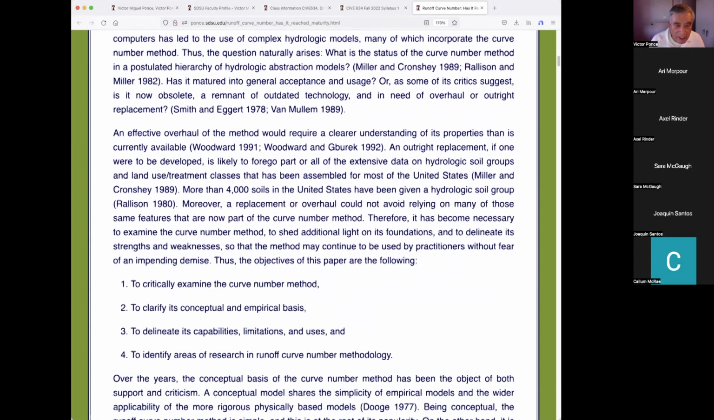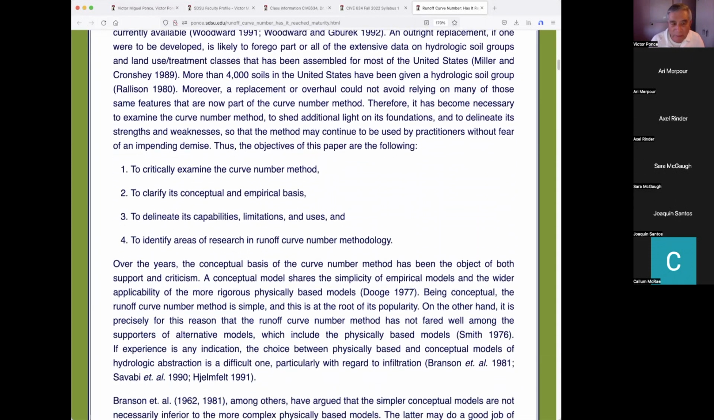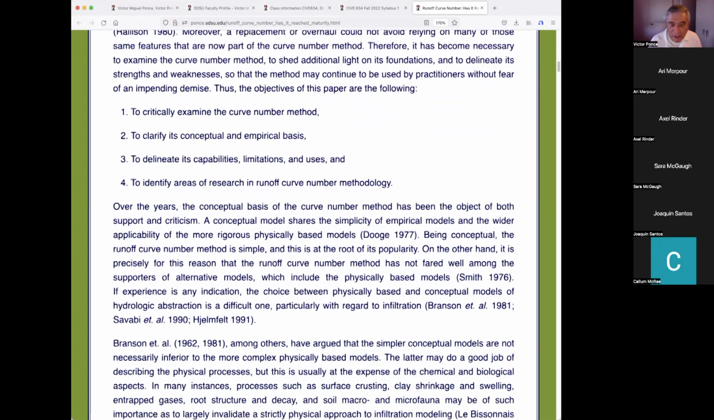Now, let me just go ahead and continue this. What are we going to do in this paper? We are going to critically examine the curve number method to clarify its conceptual and empirical basis, to delineate its capabilities, limitations, and uses. Because the runoff curve number was being used and abused by people that didn't know or were not aware of its beginnings. So we felt that it was necessary that somebody come out and straighten things out, and to identify areas of research in runoff curve number methodologies.